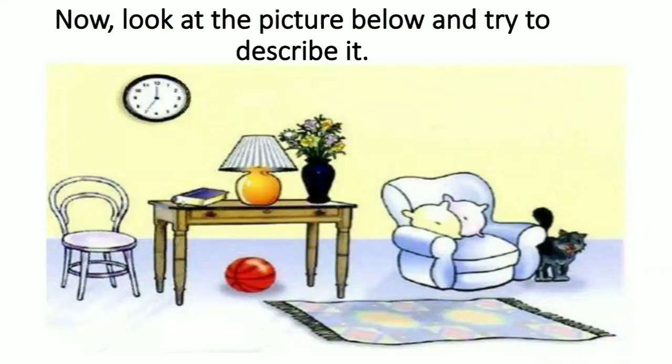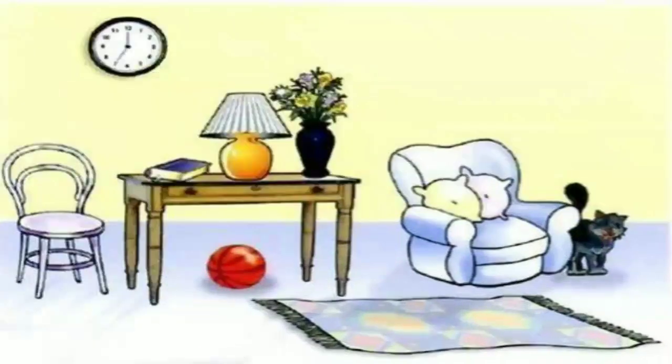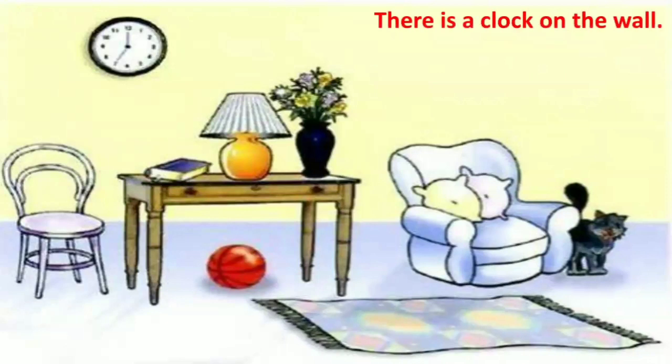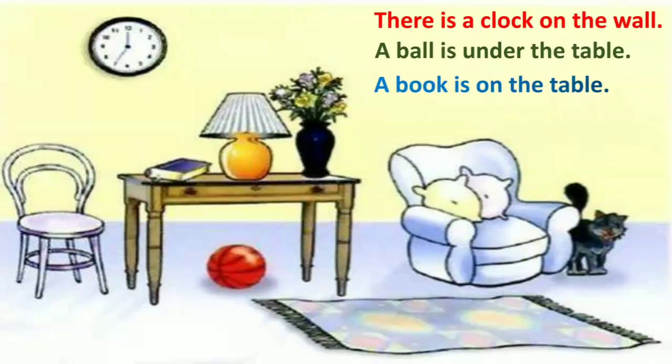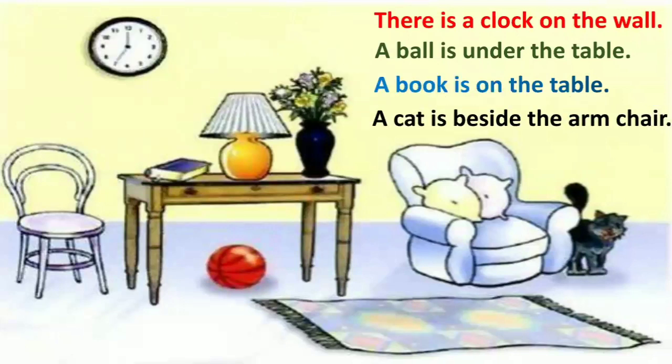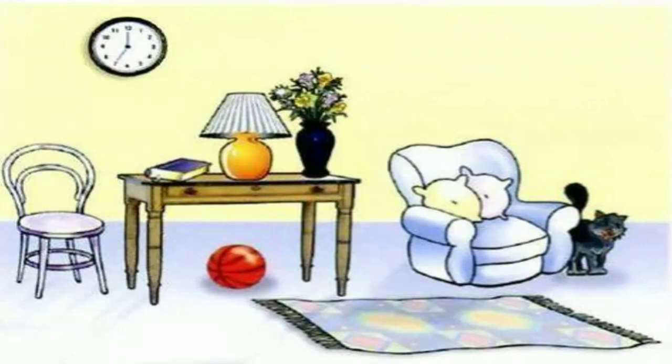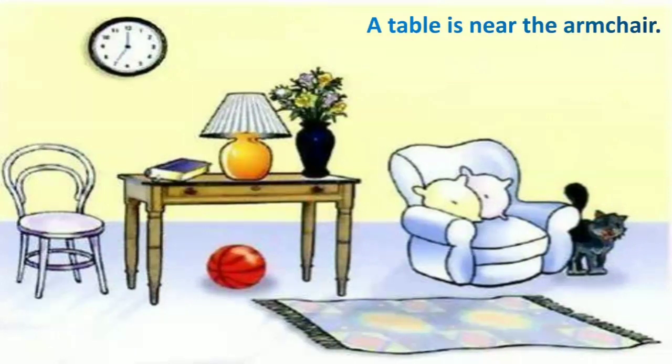Okay, I hope that you have seen this picture carefully. Now let's start describing it. There is a clock on the wall. A ball is under the table. A book is on the table. A cat is beside the armchair. A table is near the armchair.